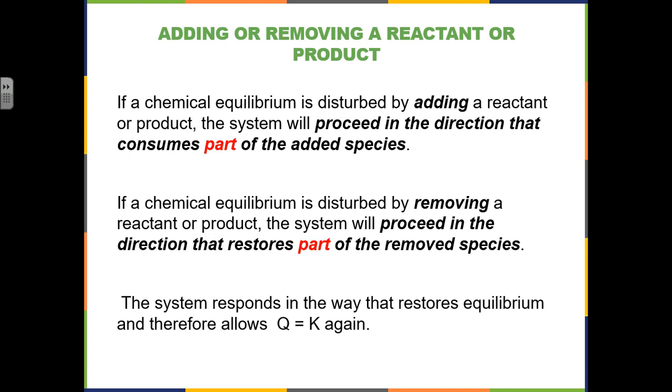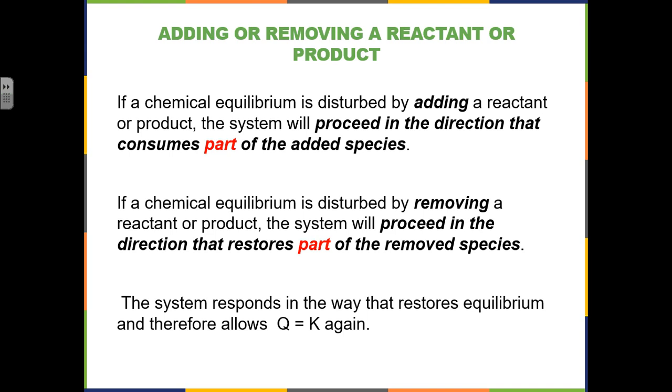First, if you add or remove a reactant or product. If a chemical equilibrium is disturbed by adding a reactant or product, the system will proceed in a direction that consumes part of the added species. If a chemical equilibrium is disturbed by removing a reactant or product, the system is going to proceed in a direction that restores part of the removed species. So basically, if you add something to either the reactants or the product side, then that's going to stifle the ability to create on the other side.